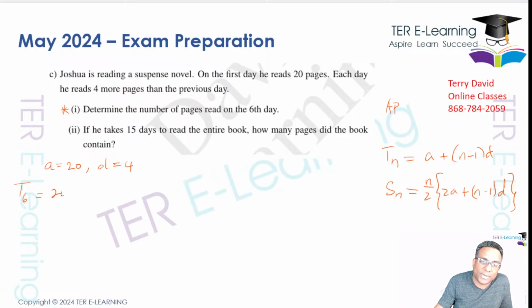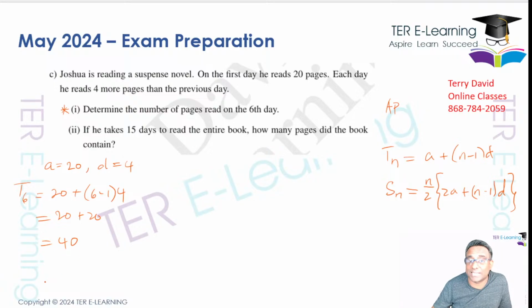So it's going to be 20 plus (6 minus 1) by 4. So 6 minus 1 is 5, so this is going to be 20 plus 20. Therefore, he read 40 pages on the 6th day.